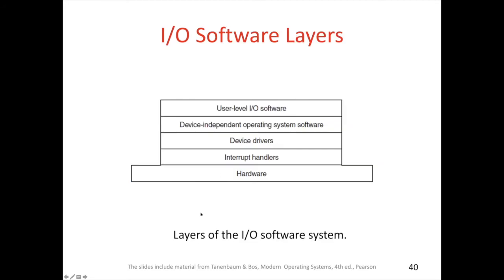In this figure, layers of the input-output software system is given. At the bottom, we have hardware. On top of it, we have interrupt handlers. Then we have device drivers, and then device-independent operating system software. At the top, we have user-level input-output software.